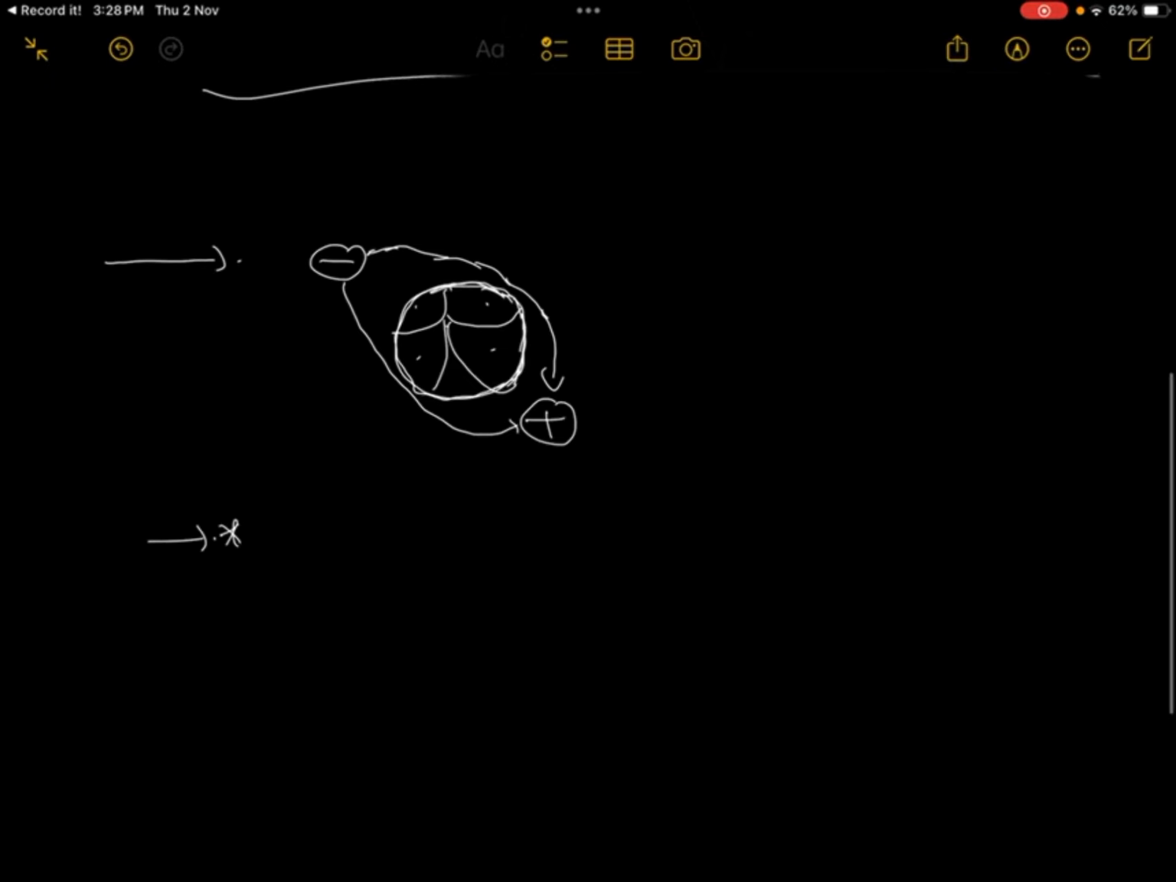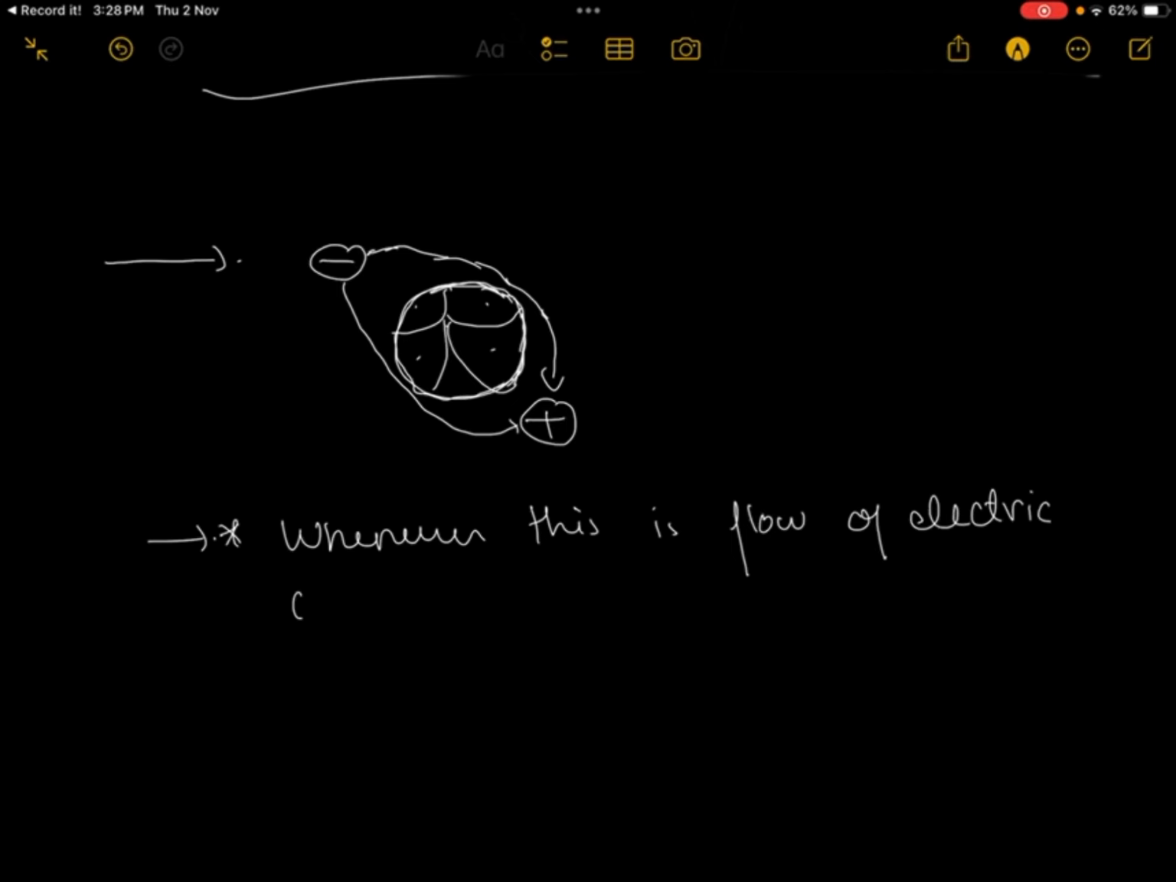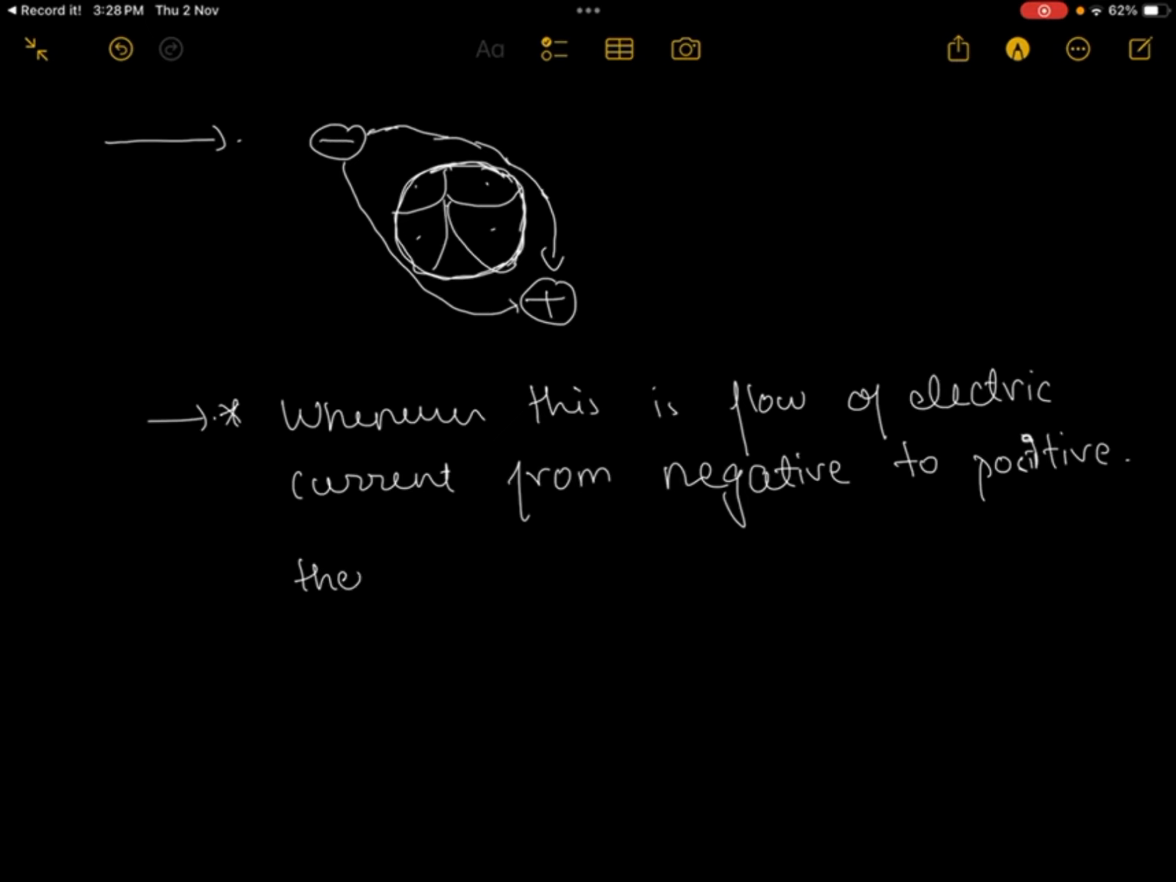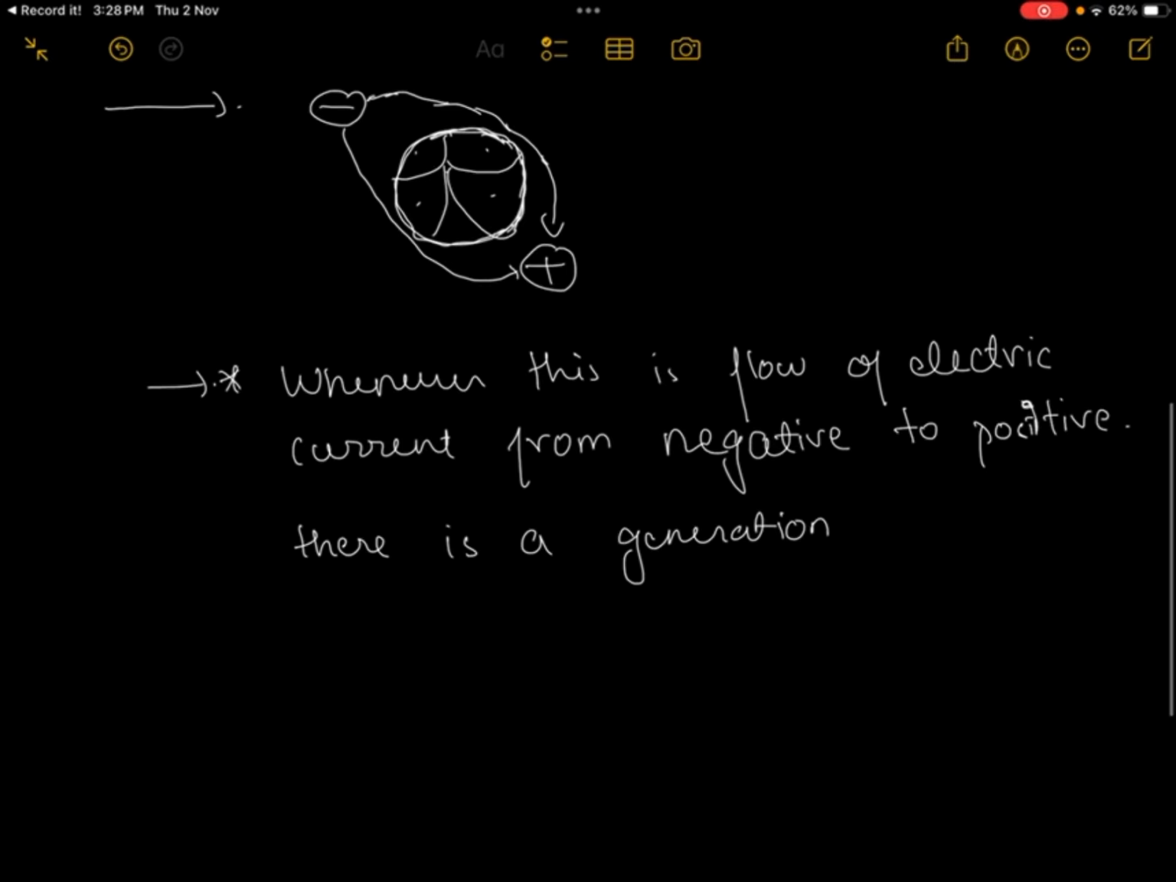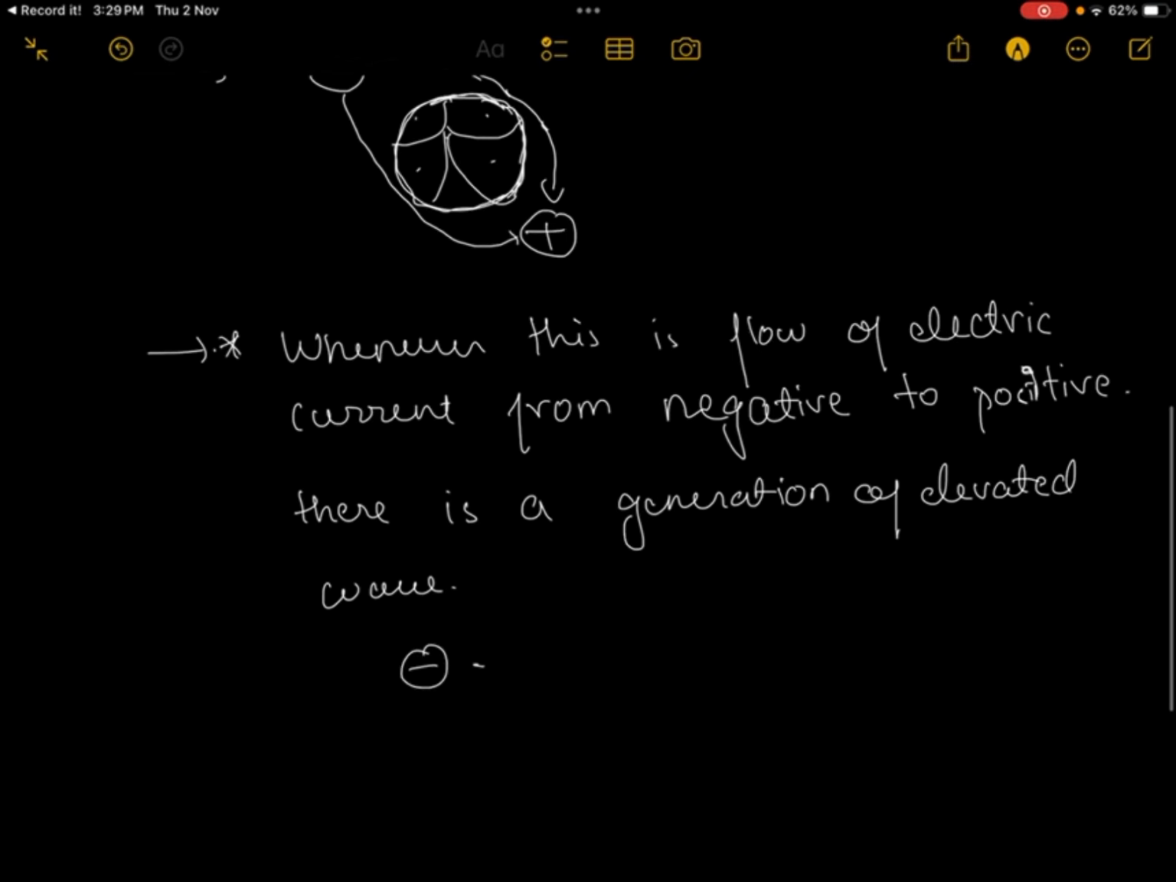So the first thing we have to remember is, whenever there is flow of electric current from negative to positive, there is a generation of an elevated wave. First let me write it down over here. Elevated wave means when the current flows from negative to positive, then the ECG will record the pattern as the elevated wave, like this. There will be upward deviation of the wave. So this is the first thing you have to remember.